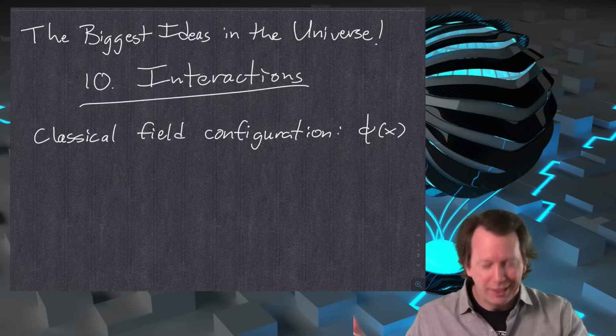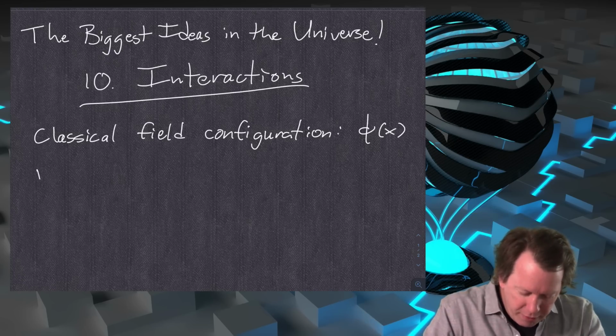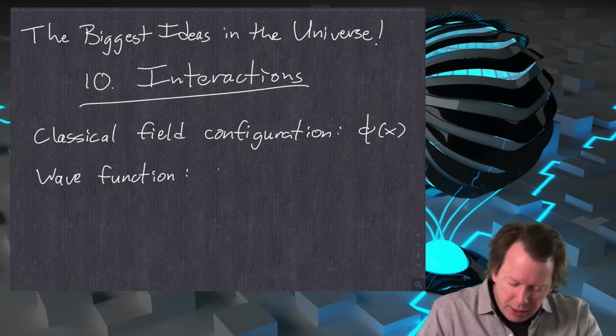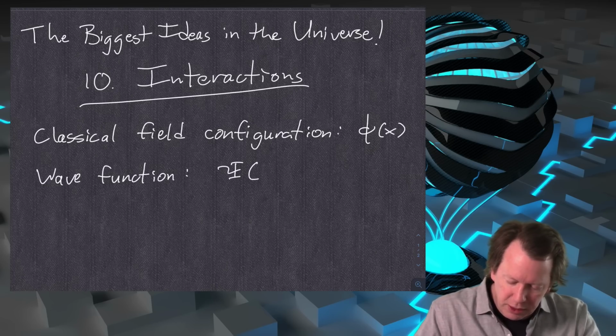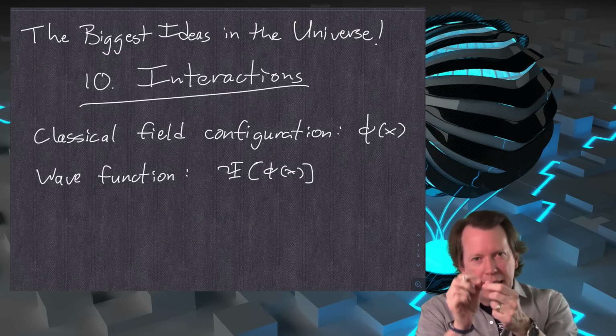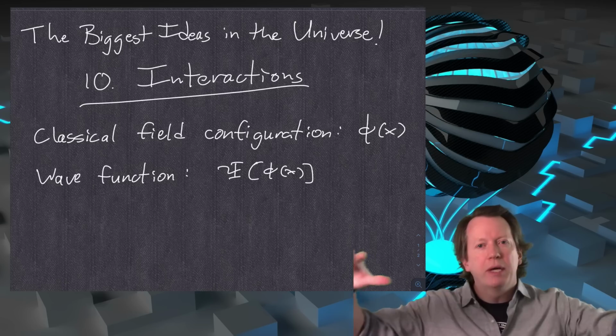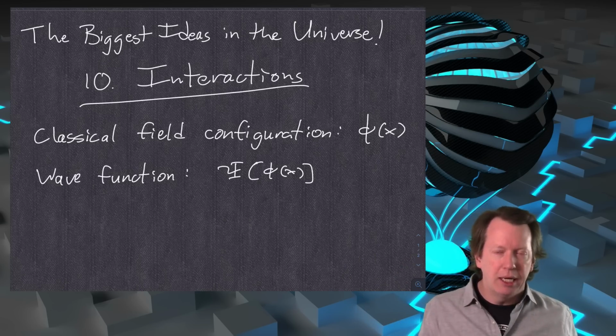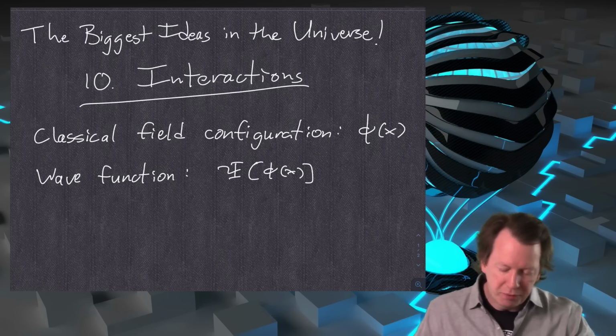And then we quantize it, okay? So we get a quantum wave function. And that is just an assignment to every possible field configuration of some complex number. So this is not phi at x, but the configuration of phi for all x's gets a complex number, capital psi. That is the amplitude for that particular field configuration.